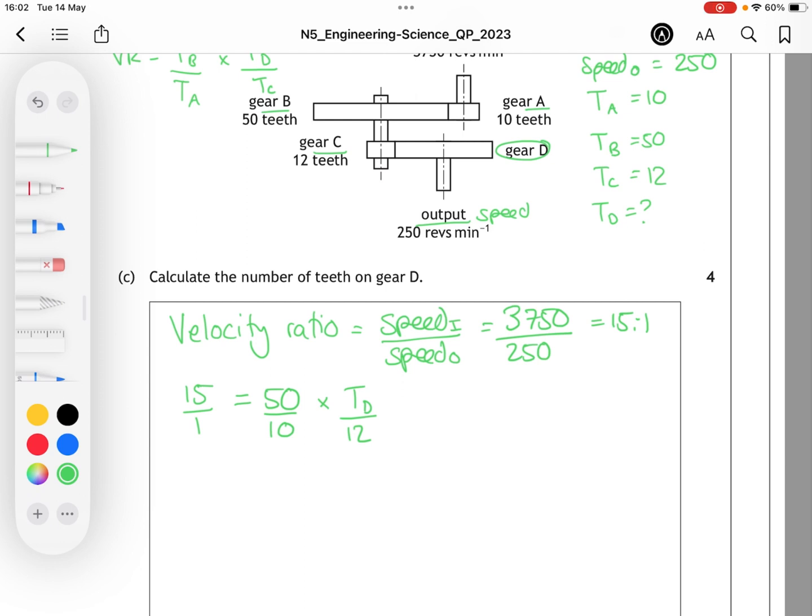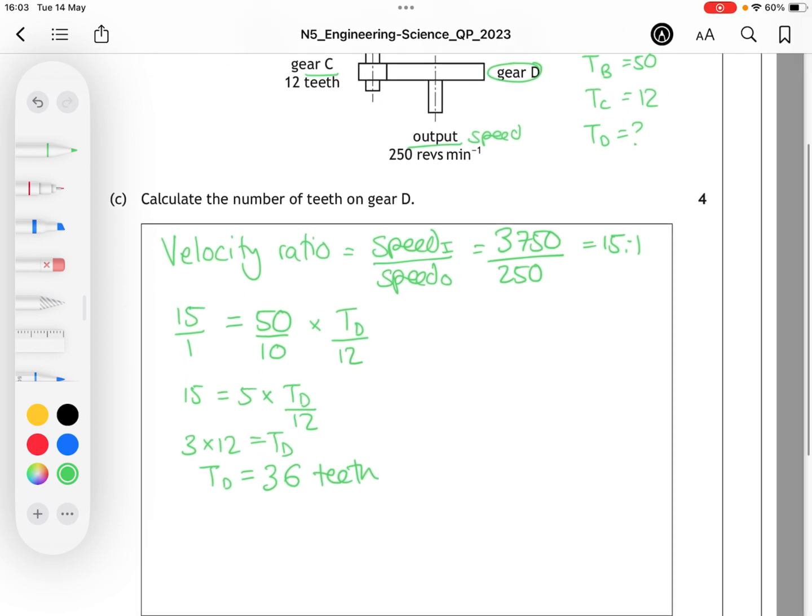So if I rearrange this here, I'm going to have 15 is equal to 5 times the teeth of D divided by 12. I'm probably going to pop that into my calculator, and I will get that 3 times 12 is equal to the teeth of D. Teeth of D is 36 teeth.